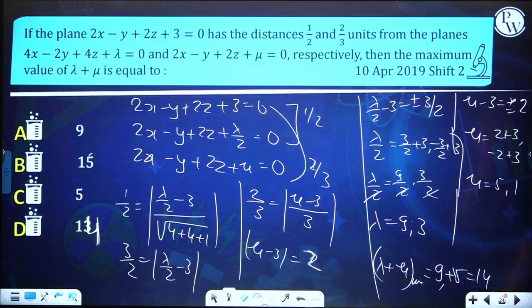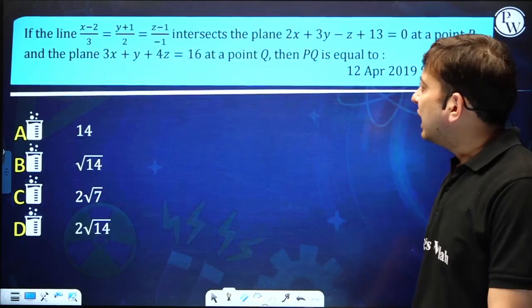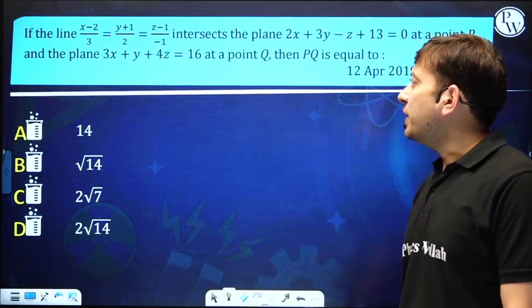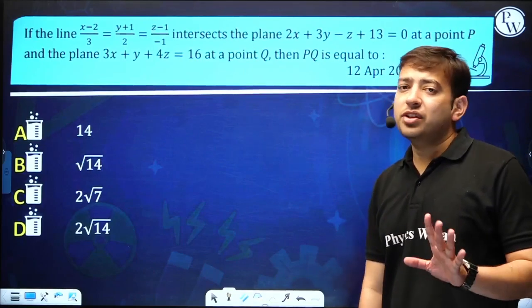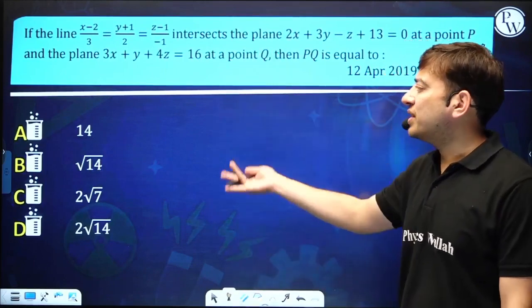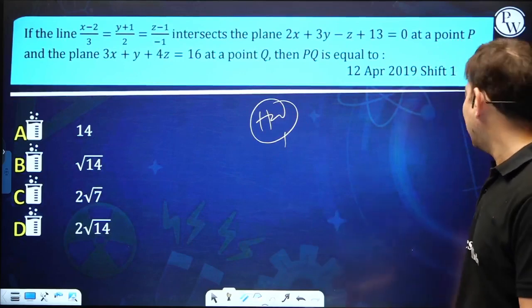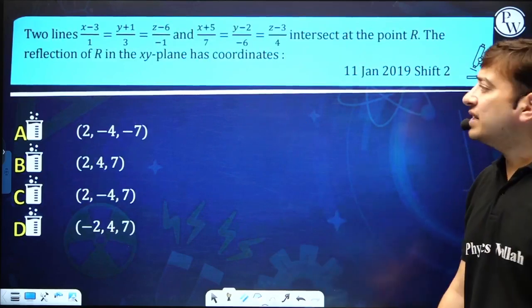Understood. Now, moving on. If the line intersects the plane at a point P and this plane, again, sir, intersection of line and plane. Very simple, sir. Again, take any general point and satisfy. The kind of questions and patterns are very similar. You can see and realize that.